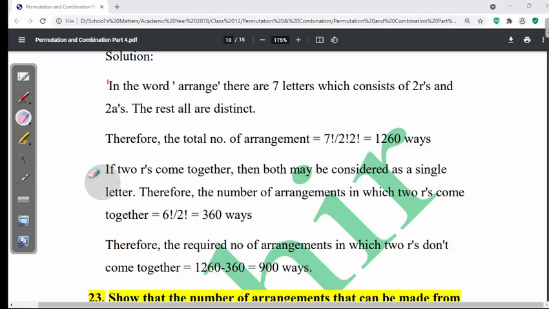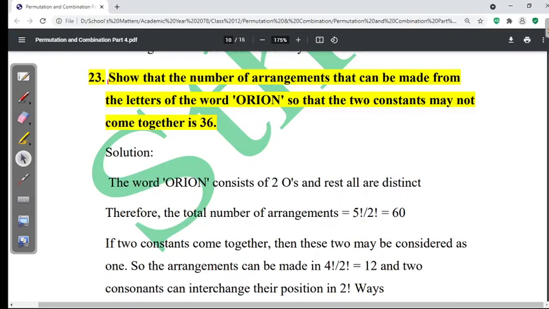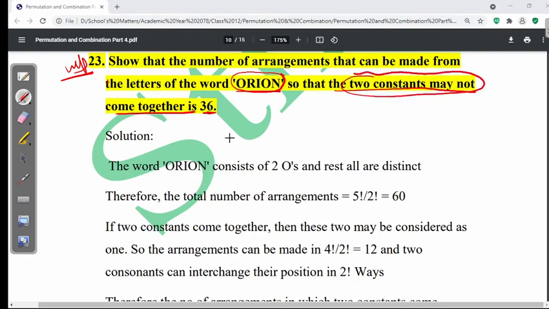Now question number 23, my dear students. Question number 23 is also an important question. The number of arrangements that can be made from the letters of the word ORION, so that two consonants may not come together, is 36. Two consonants may not come together. Okay. How many letters are there?